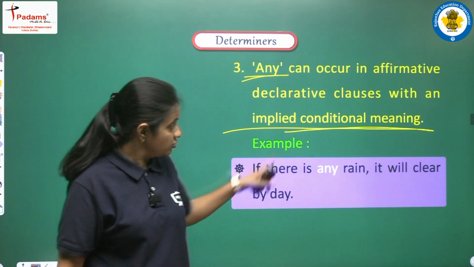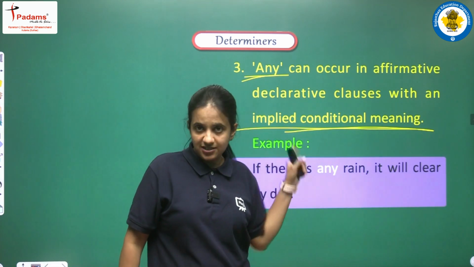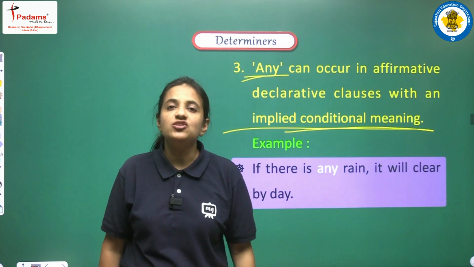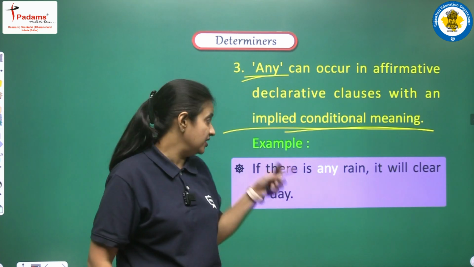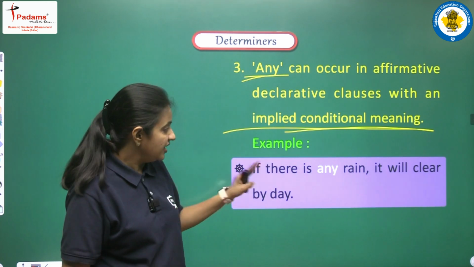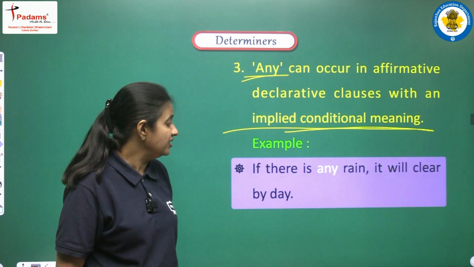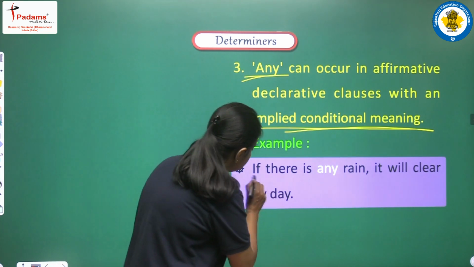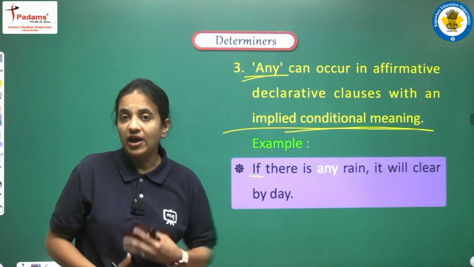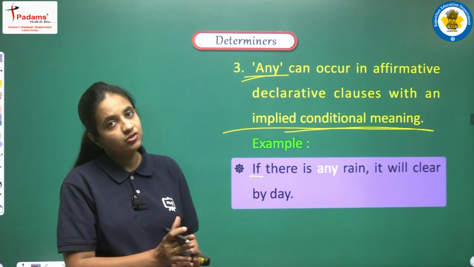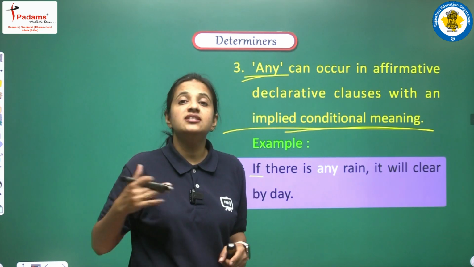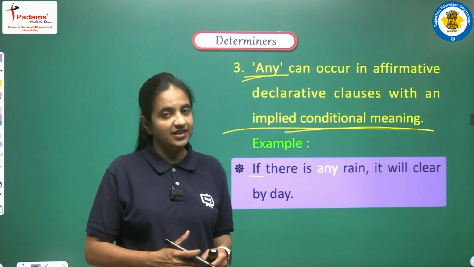So now students, first of all we have to understand this term, that is conditional sentence. A conditional sentence is a sentence in which we are having some kind of condition. We are having an example here to clear this point. So let's read. If there is any rain, it will clear by day. So in this sentence we are having if, and with the help of if we are providing one kind of condition, because what we are saying here is, if there is any rain. So this is the condition that we are saying here.